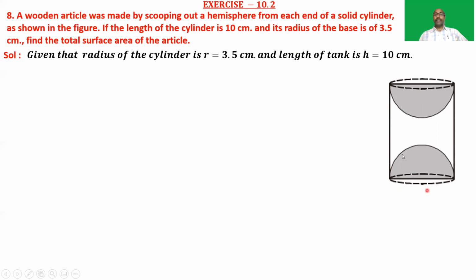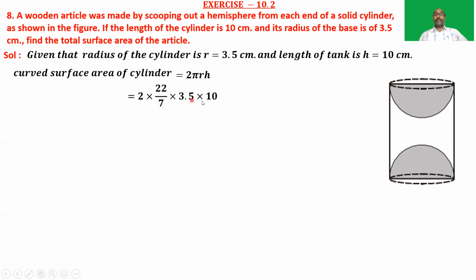So the length of the cylinder is 10 centimeter. The curved surface area of the cylinder is 2 pi r h. As we have r equal to 3.5 and h equal to 10, 2 into 22 by 7 into 3.5 into 10, which is equal to 220. So the curved surface area of the cylinder is 220. In this picture, we should be able to see the curved surface area of the cylinder and the curved surface areas of both the hemispheres. Okay, so let's find the curved surface area of the hemisphere.